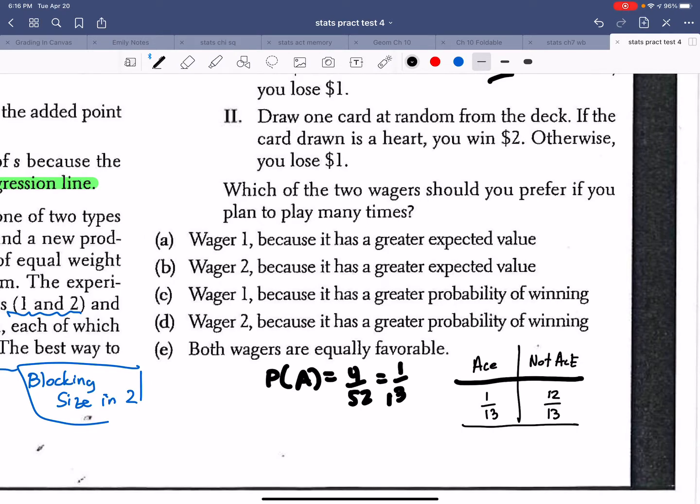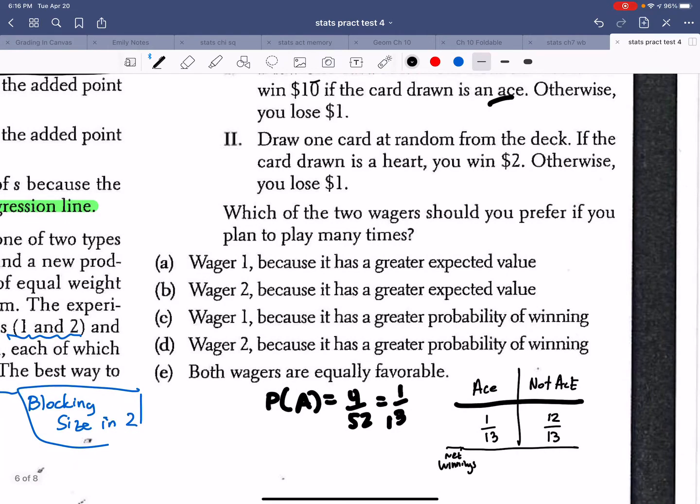Now you have to put your winnings, right? So this is my winnings. And I also want net winnings, right? Because they want to know how much you would have at the end, because that's what you care about. So this is your probability of winning and your net winnings.